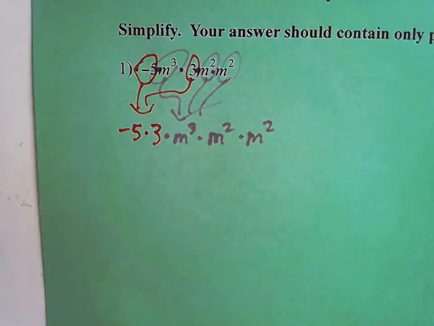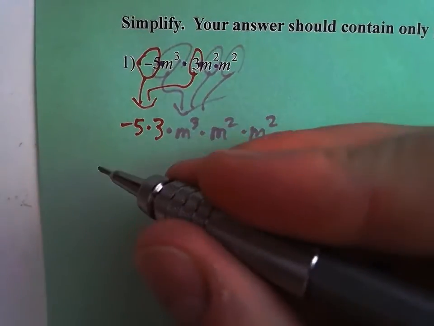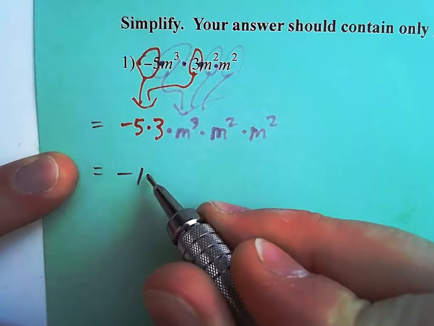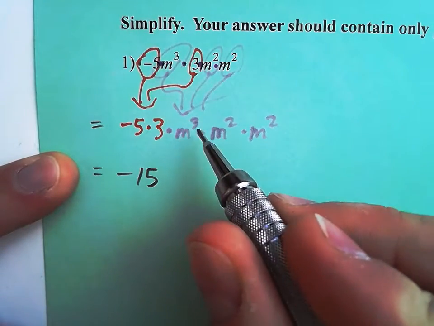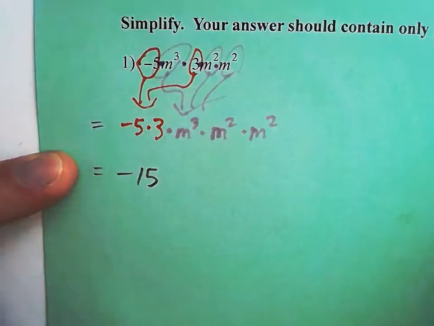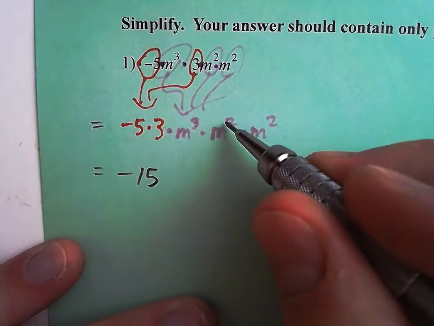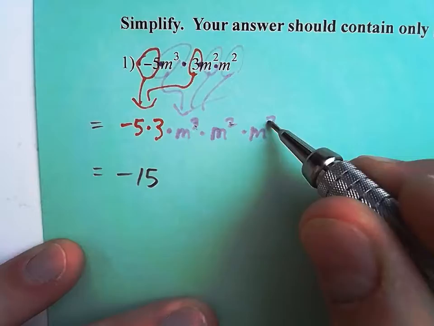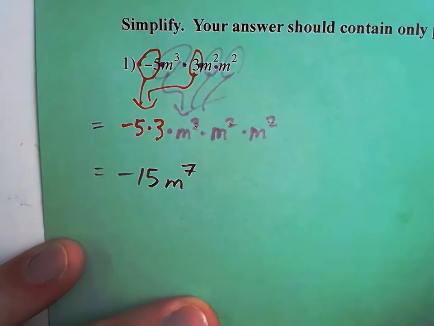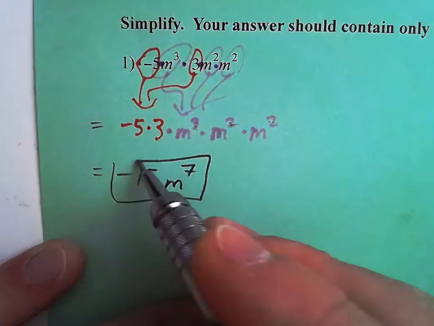Okay, -5 times -3 equals -15. M cubed times m squared times m squared. That's the product property. Add the exponents. 3 plus 2 plus 2 is 7. So it's -15 times m to the 7th power.